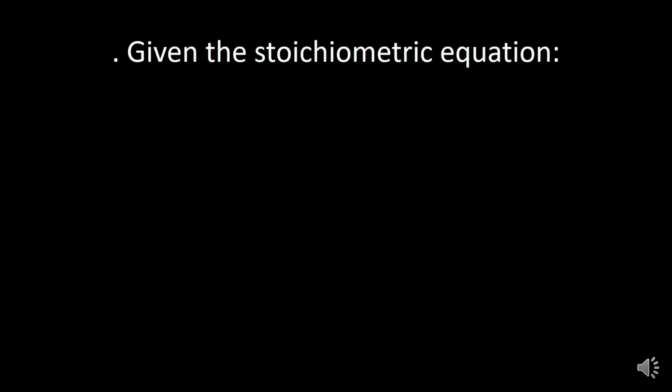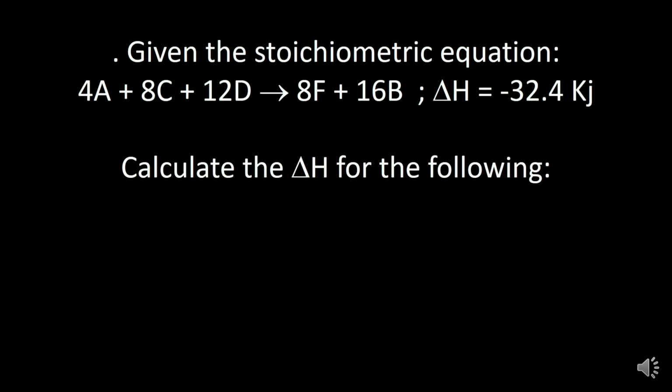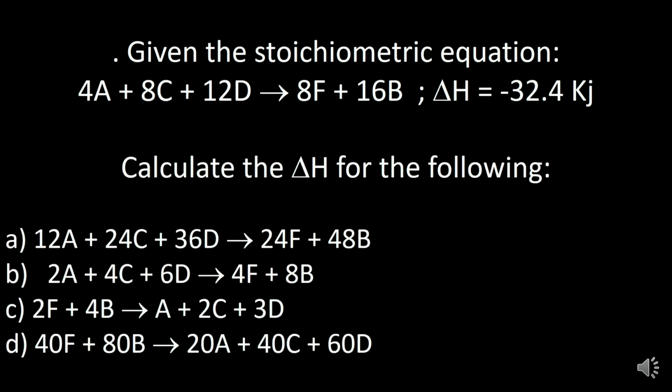Welcome back. In today's video, I'm going to be finding the change in enthalpy of some equations. In this case, we're given a general equation, and the general equation has its own enthalpy, in which we're given 4A plus 8C plus 12D as the reactant, and 8F plus 16B as the product. The enthalpy for this equation, change in H, is equal to minus 32.4 kJ. And we're now being asked to find the enthalpy of the following, which are displayed on the screen.